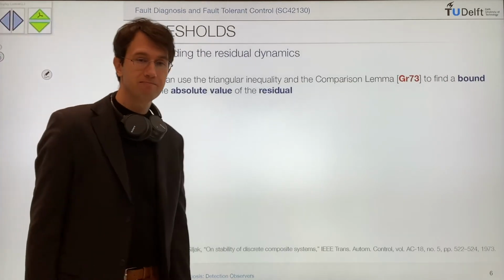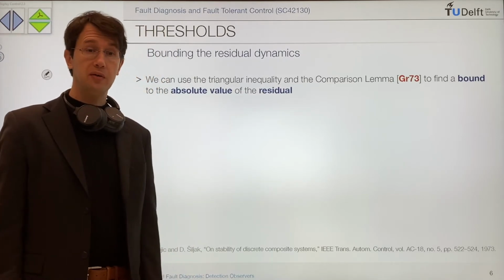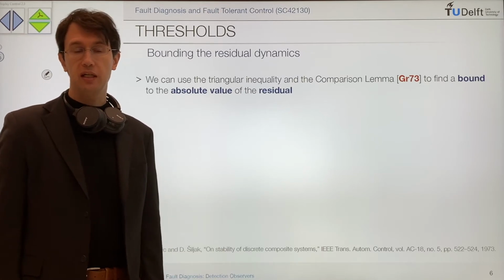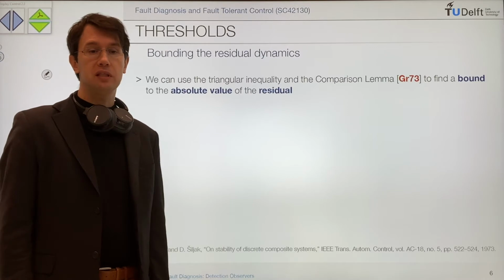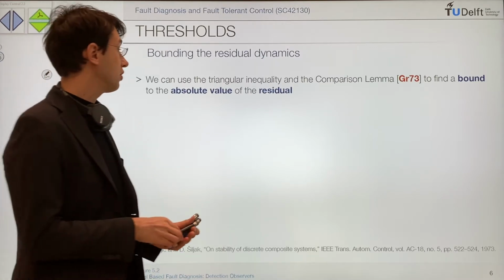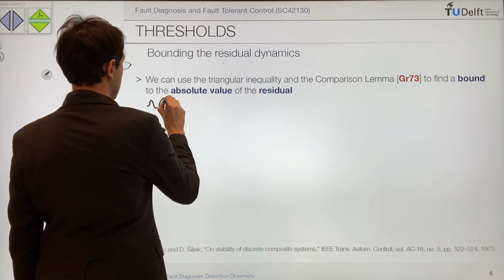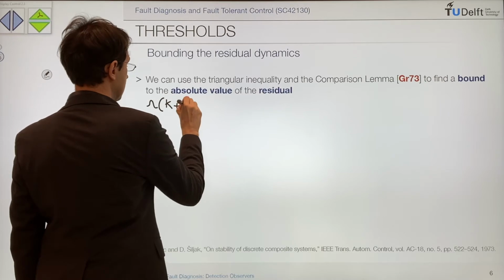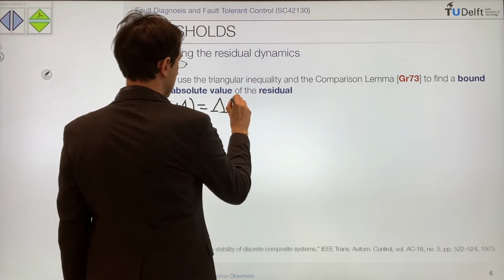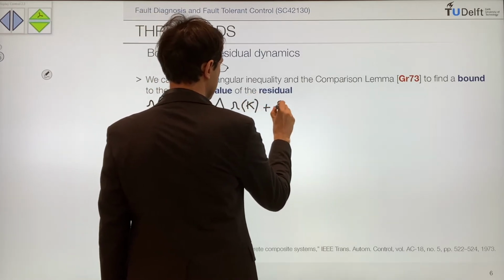So indeed, now we use the triangular inequality, together with a theorem that is called the comparison lemma by Grujic and Chiliak, to bound the absolute value of the residual. So we start from the equation that we remember is this one. R at time k plus 1 is equal to lambda R at time k plus total uncertainty delta.